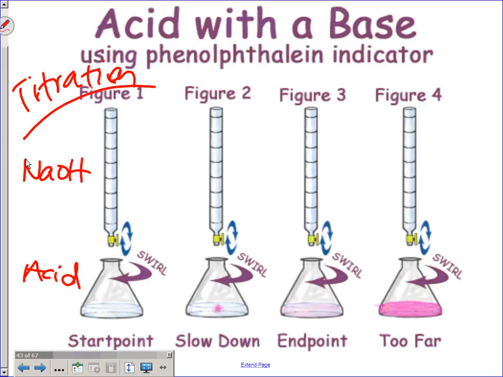So, as you can see, the base is being added to the acid. What color is the acid right now? Clear, okay? Phenolphthalein is in there. Phenolphthalein is an indicator, indicating to us that the titration is moving along, and at some point we're going to meet something called the end point.